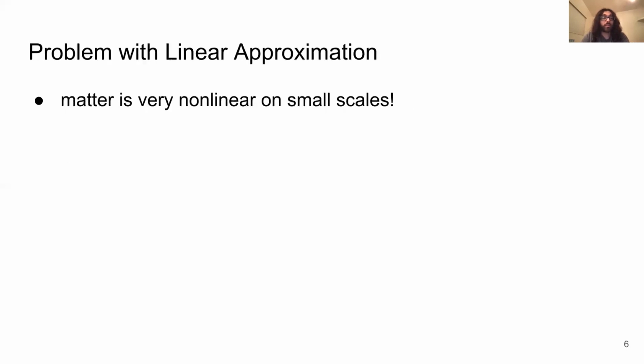Now, the problem with that is that on very small scales, matter becomes very dense. So the density perturbations delta become very nonlinear. And so the linear approximation becomes very poor on small scales. So to correct for this, we need to take the nonlinear forms of these equations, of the Boltzmann and the Einstein equations, and then solve them for the delta perturbations in the general case.